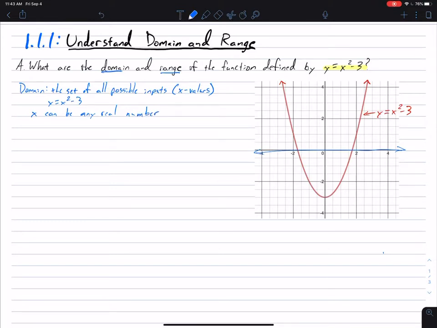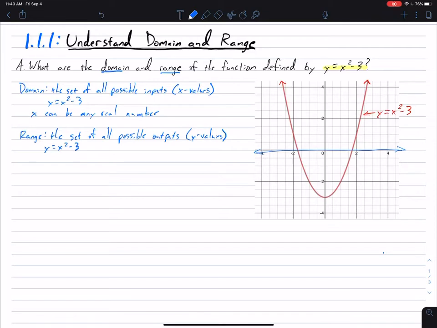Now, what about range? My range is the set of all possible outputs. So before, domain was inputs and our range is outputs, and we want to think y values for this one. Going back to my equation, y equals x squared minus 3, I want to figure out what type of numbers I am going to get for y.